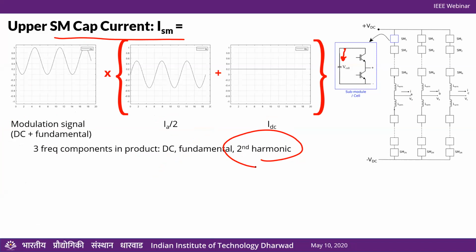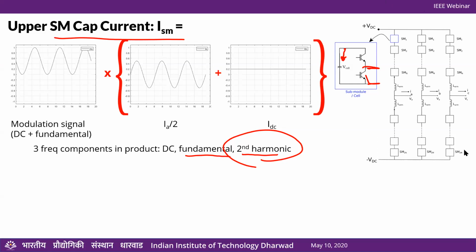And when you multiply this fundamental and second harmonic with the PWM duty cycle, the output we assumed was going to be only fundamental, right? But now we are going to start seeing output also contain second harmonic. Okay, let's see.